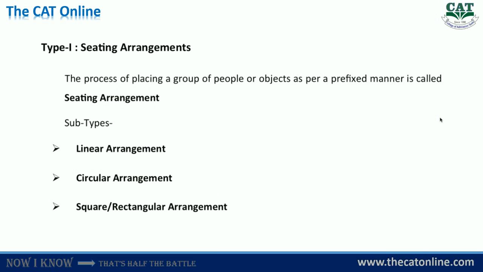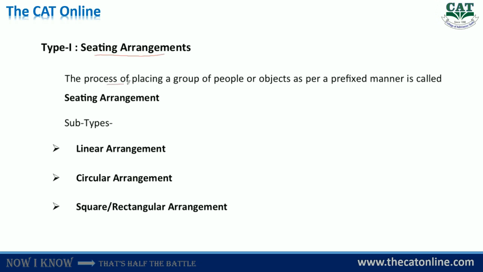So let's see our first type of question, which is seating arrangement. This is the most important part. Most commonly asked question, as in there will be a group of people sitting around or sitting in a particular manner. So you would be asked to give a valid inference for that.